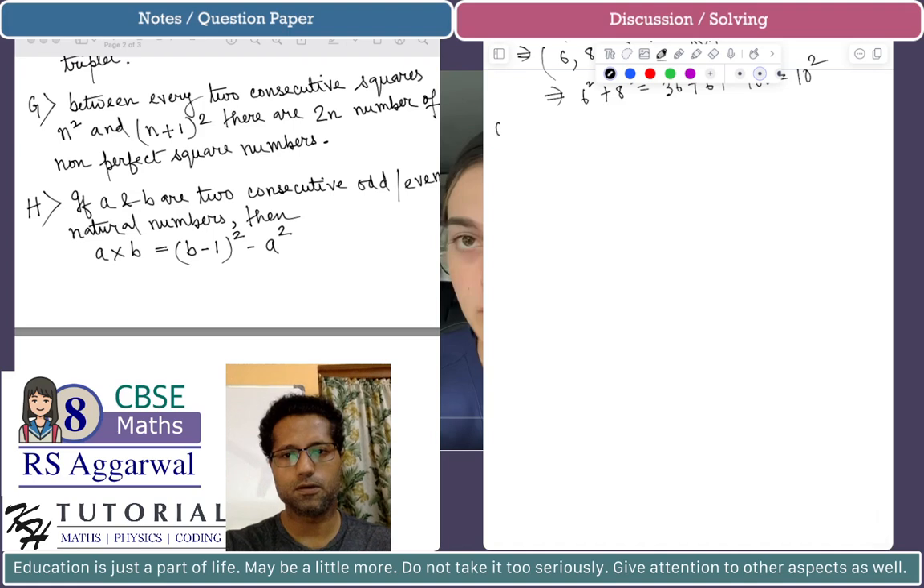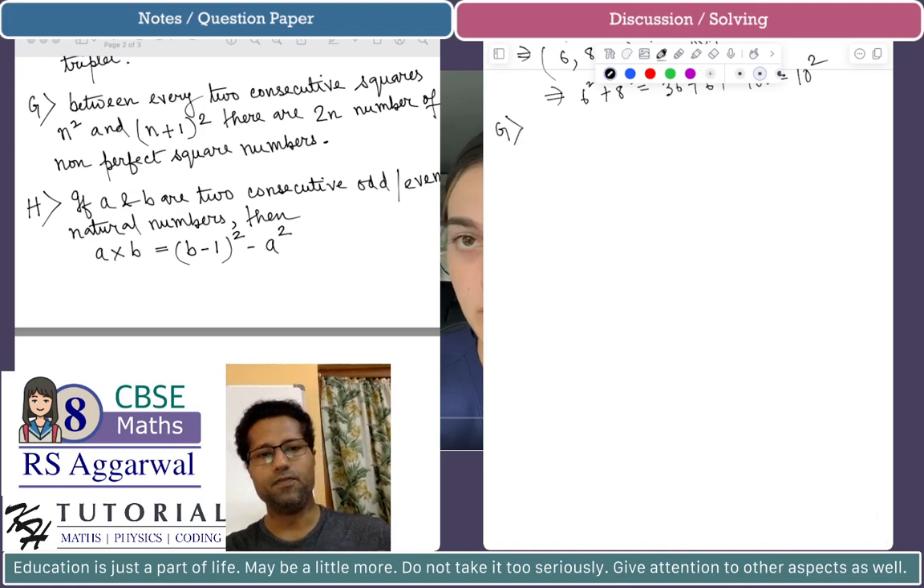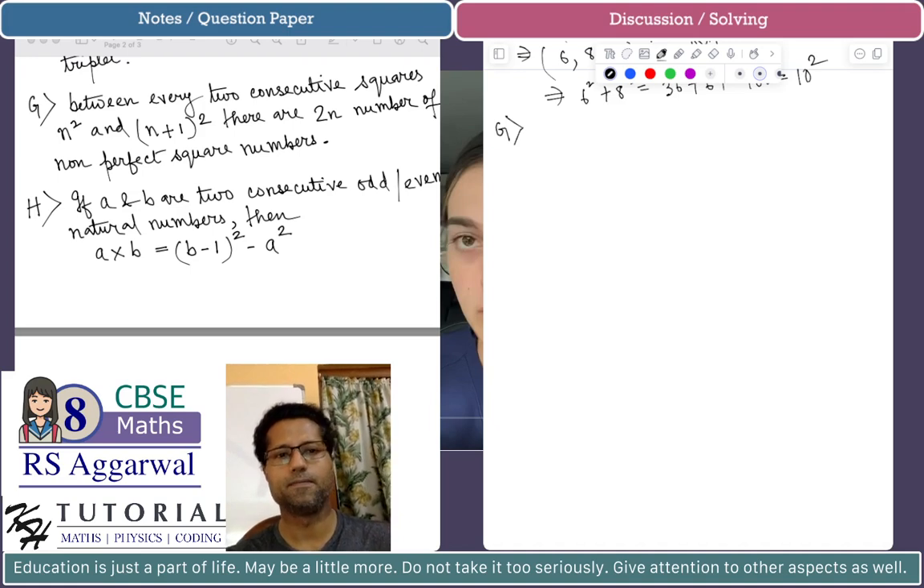What is property G saying? Between every two consecutive squares, n square and n plus 1 square, there are 2n number of non-perfect square numbers.